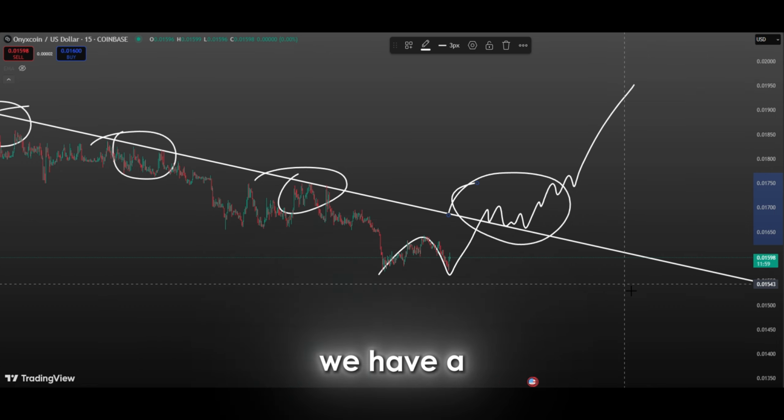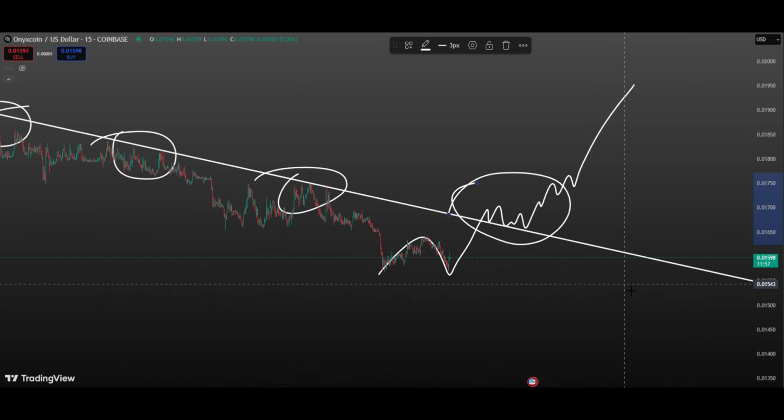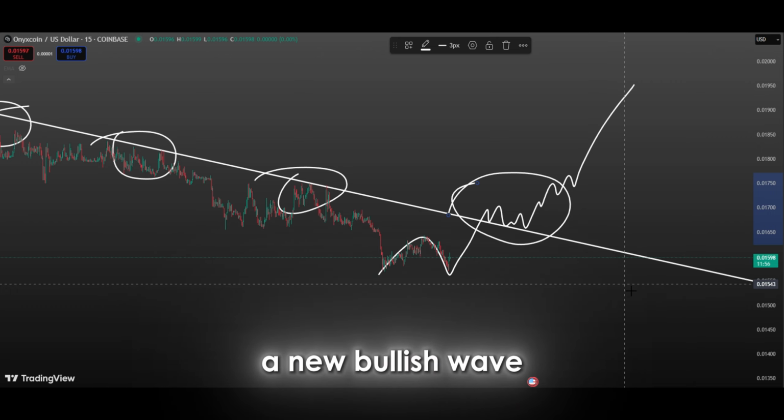As a result, we have a very clear downtrend structure, and the price is very close to this trend line. An upside break of this line would not only mean the end of the current downtrend, but also the starting point of a new bullish wave.